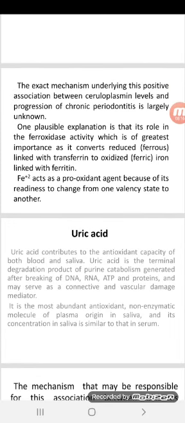Ferric iron act as pro-oxidant agent because of its readiness to change from one valency state to another. الفيريك ايرون يعتبر برو-اوكسيدنت لأنه عنده قابلية أنه يتحول من حالة تكافؤ معينة إلى حالة تكافؤ ثانية.